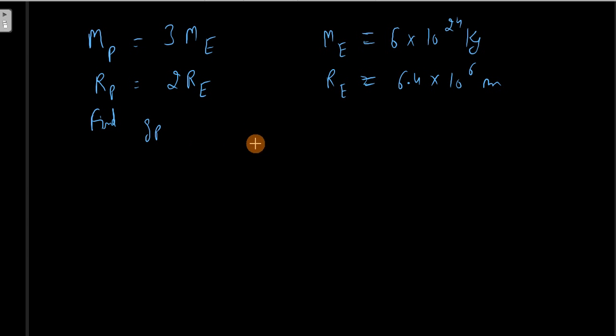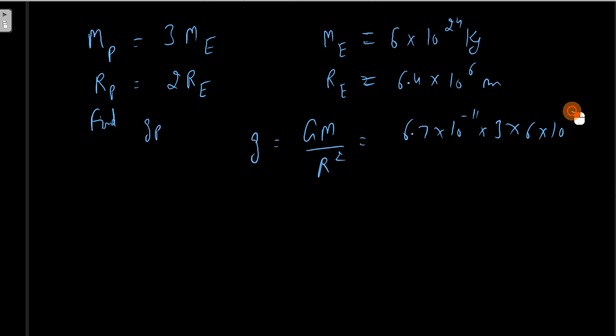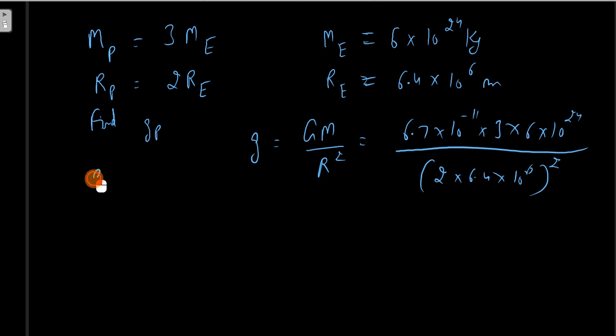So we can go with the formula g equals GM by r square. What do we take as G? 6.7 into 10 raised to power minus 11. What do we take as mass? Mass is 3 times the mass of earth, that is 3 into 6 into 10 raised to power 24. What do we take as r? R is 2 times, so (6.4 into 10 raised to power 6) square. But if we use this method, we will get our answer after a very long calculation, and this question is of either 1 mark or 2 marks maximum. So for that we will use this formula.